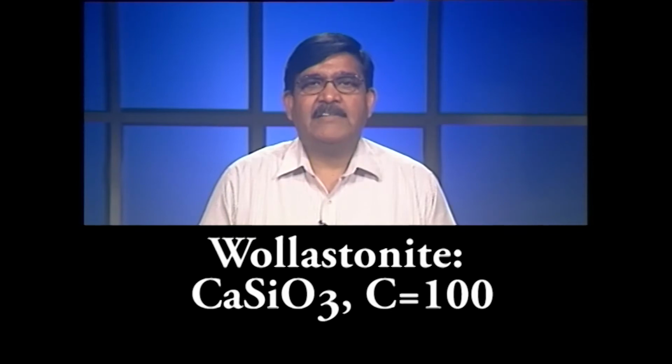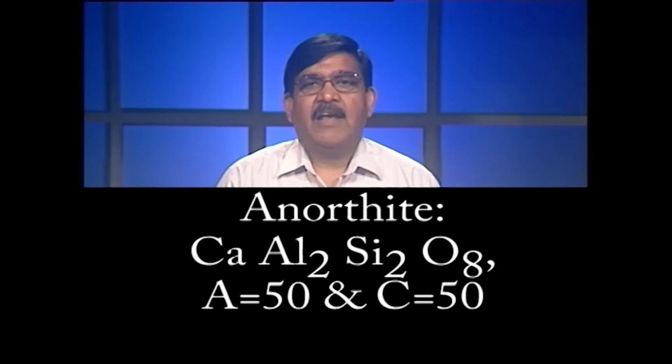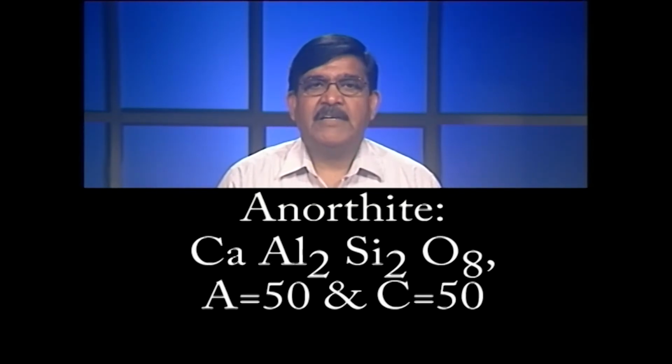The next mineral is wollastonite. The chemical formula of wollastonite is CaSiO3. The value of C equal to 100% and A and F equal to 0. The next is anorthite, CaAl2 Si2O8, A equal to 50%, C equal to 50% and F equal to 0 because in anorthite there is no FeO or MgO present.